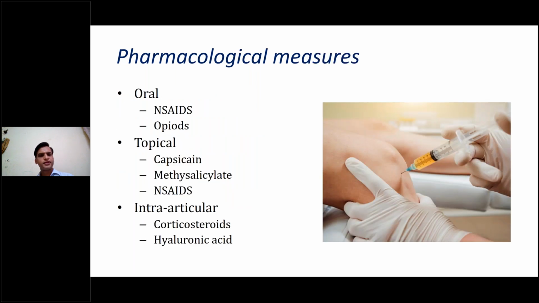Among pharmacological treatments are analgesics, either oral or injectable, steroidal as well as non-steroidal. The topical analgesics are usually nearly placebo. Capsicum, methyl salicylate, or NSAIDs usually don't work well, but just give the effect of placebo. There are also intra-articular anti-inflammatory medicines, for example corticosteroids, or lubricating agents like hyaluronic acid.